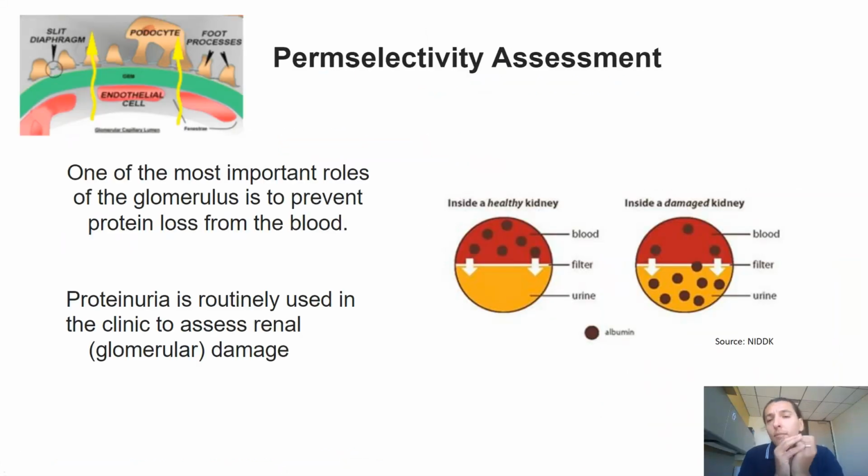So we have shown that our chips are able to maintain the appearance of being glomerular filtration barrier-like, but are they really working like a glomerular filtration barrier? One of the most important roles of the glomerulus is to prevent protein loss from the blood. And in fact, proteinuria is normally used in the clinic to assess renal damage. And so our question was if our system was able to retain protein in channel C, that is the capillary channel.